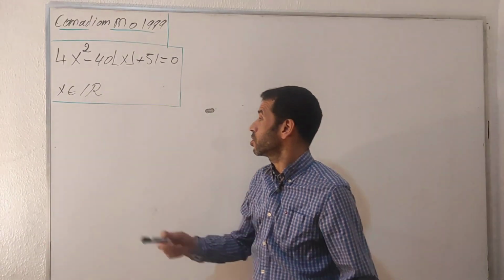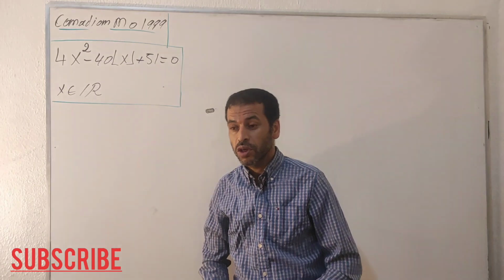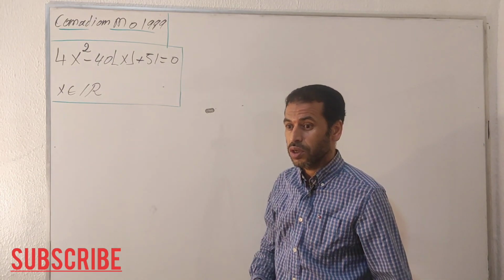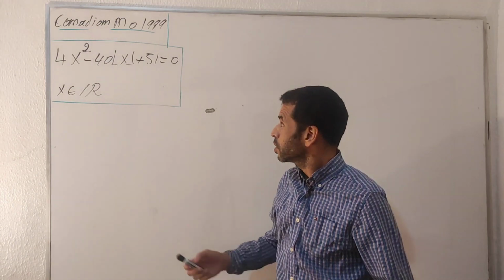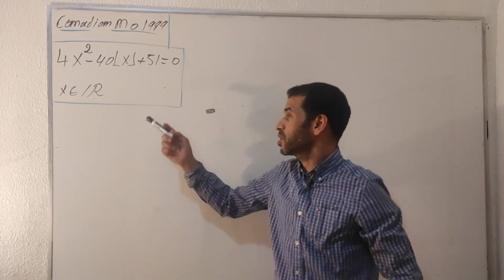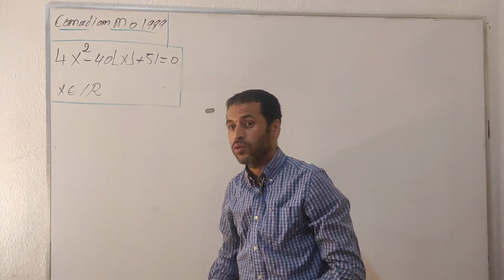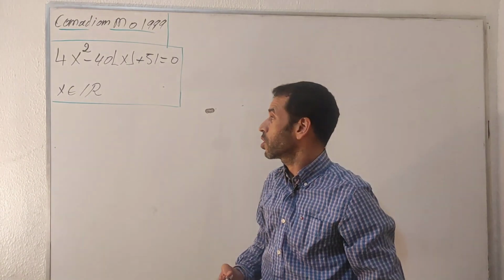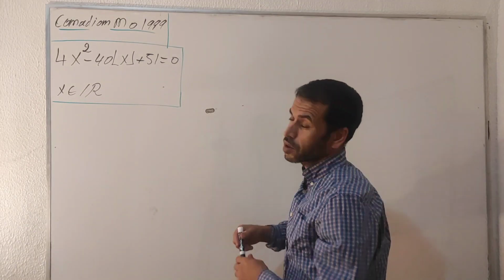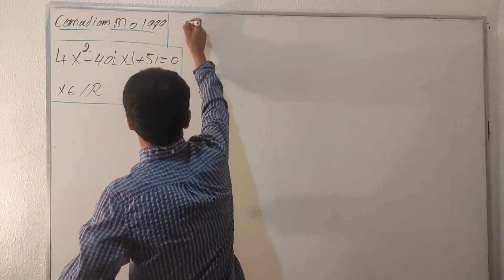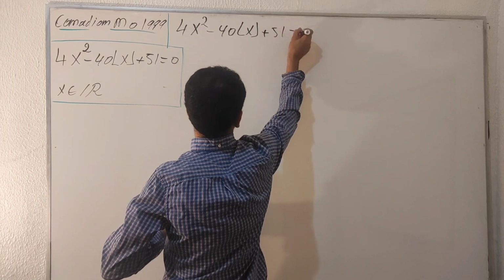By the definition, we know the floor of x is an integer. It is the greatest integer less than or equal to x. As you know, the floor of x is defined as the lower value of x as an integer. Okay, now let's get started. We have the following equation: plus 51 equals 0.